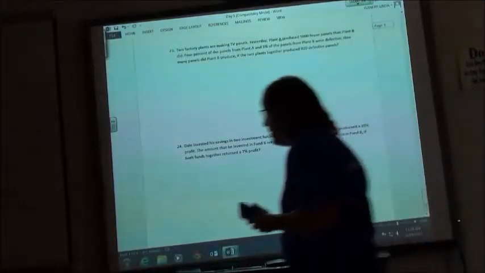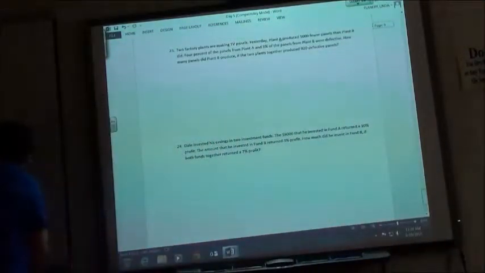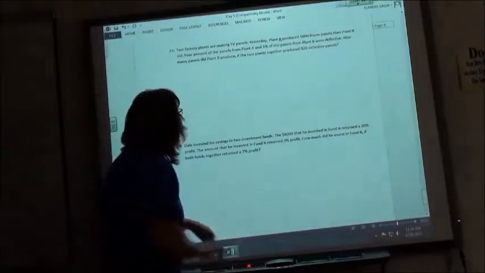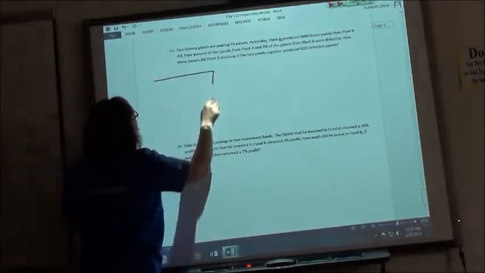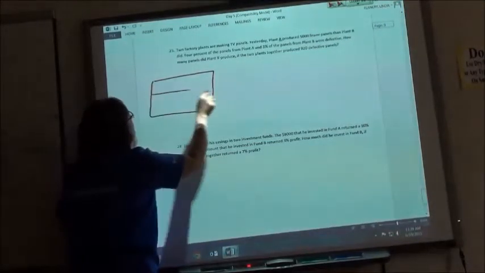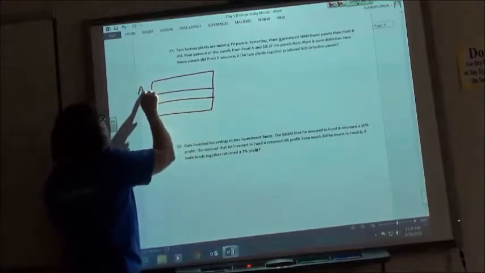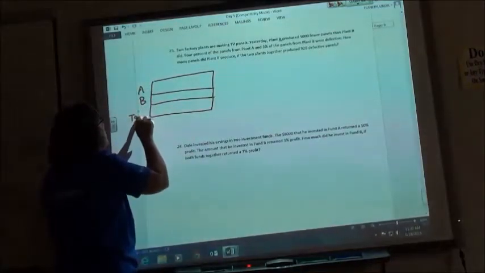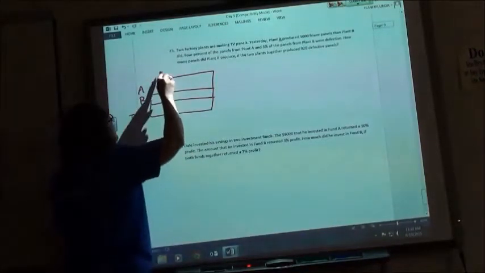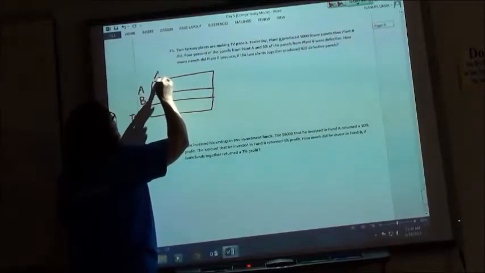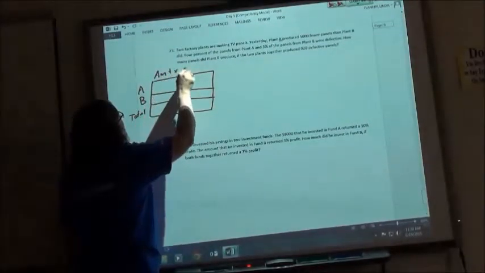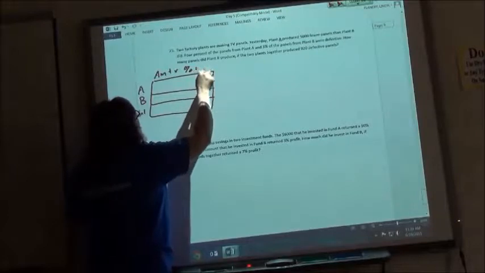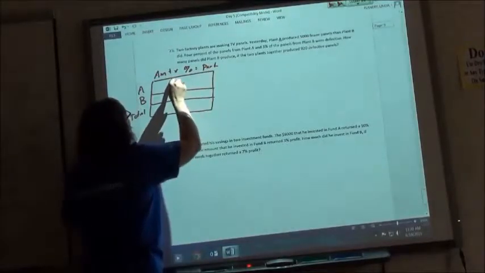Number 23 then, going to be the same kind of thing. I'm going to go ahead and set up my table. Again, I have plant A and plant B. So I have A and B, and I might need to keep track of some totals. I'm going to have my amount times my percent to equal my part.